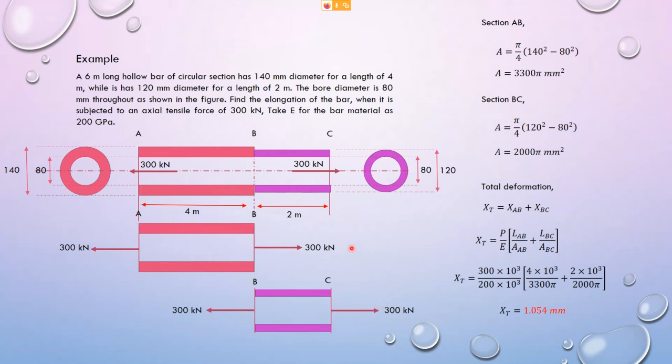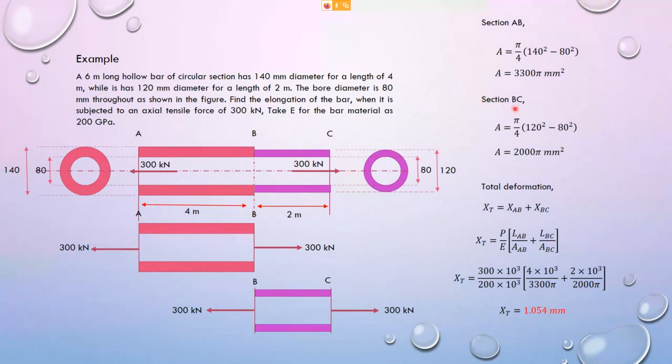Once you have found out the forces acting at each part, then you go for the cross-sectional area. Since this is hollow, that is why you have pi over 4. You can use pi r squared minus r squared, or you can use pi d squared over 4. Here in this case, I have used mm, so the cross-sectional area is in mm squared in terms of pi. Why don't I multiply it with the pi? Because I don't want to deal with all those decimal places.